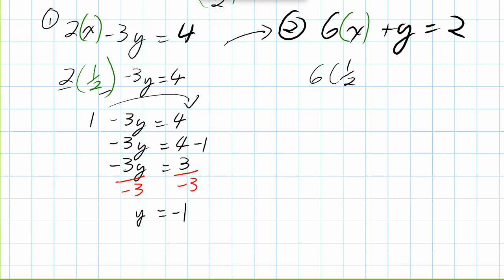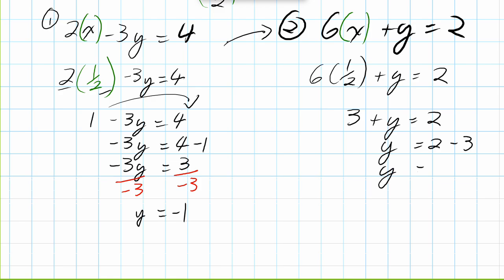6 times 1/2. Remember, x was equal to 1/2, plus y equals 2. 6 times 1/2 happens to be 3, plus y equals 2. When I move that 3 to the other side, it becomes y is equal to 2 minus 3, which is negative 1. I got the same answer. So in the end, our point of intersection was 1/2 and negative 1.